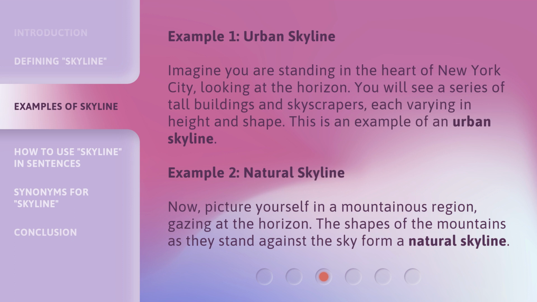Example 2. Natural skyline. Now, picture yourself in a mountainous region, gazing at the horizon. The shapes of the mountains as they stand against the sky form a natural skyline.